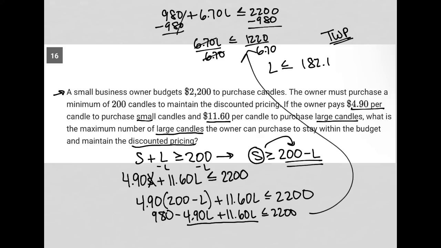So again, the question is, what is the maximum number? Well, if L, the number of large candles, has to be less than or equal to 182.1, that means the maximum number we can have is 182. So that's our correct answer here. 182 candles is the largest number of large candles that we can purchase.